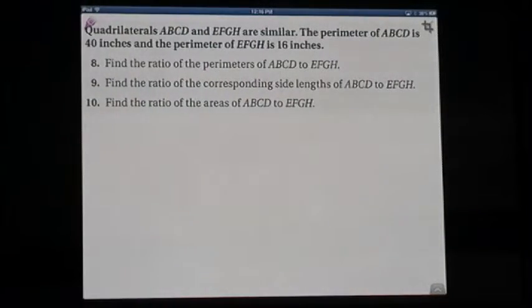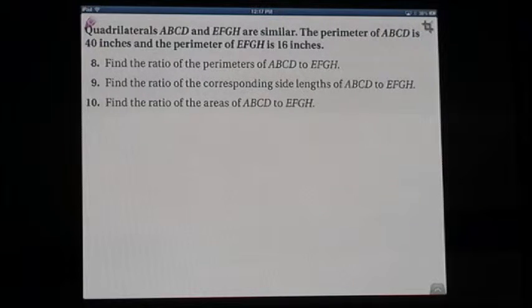All right, quadrilaterals ABCD and EFGH are similar. The perimeter of ABCD is 40 inches, and the perimeter of EFGH is 16 inches. Now you know that the perimeters are going to be proportional to the sides and any other segments that we have, and then you square that to find the ratio of the areas.